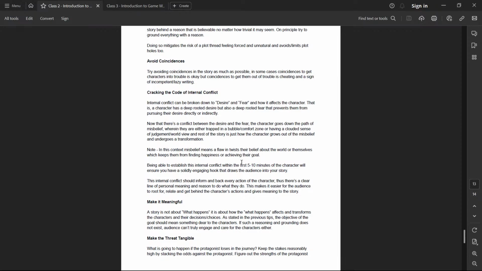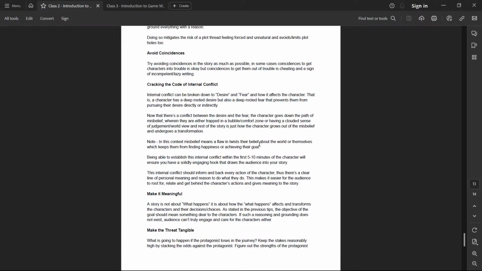This would be the hook that draws the audience into your stories, and it should also inform and make sense of whatever the character does. This conflict should contribute to some extent to the action. And then there's a clear line of personal meaning, a reason for them to do what they do. It makes it easier for the audience to root for, relate to, and get behind the character's actions, and gives meaning to the story. So this would be one more tip that I would say.